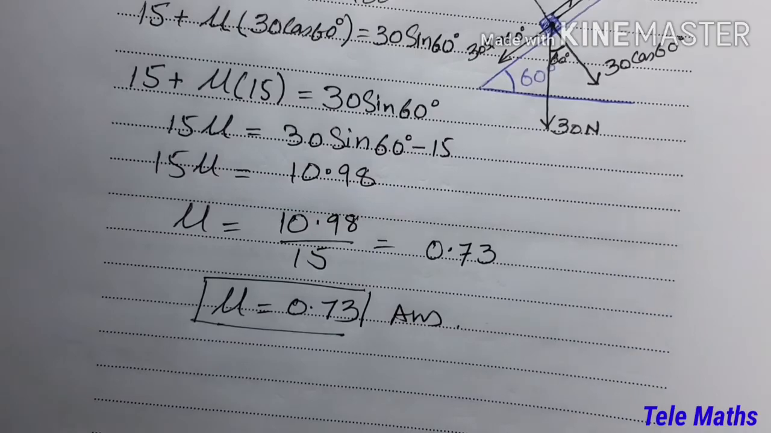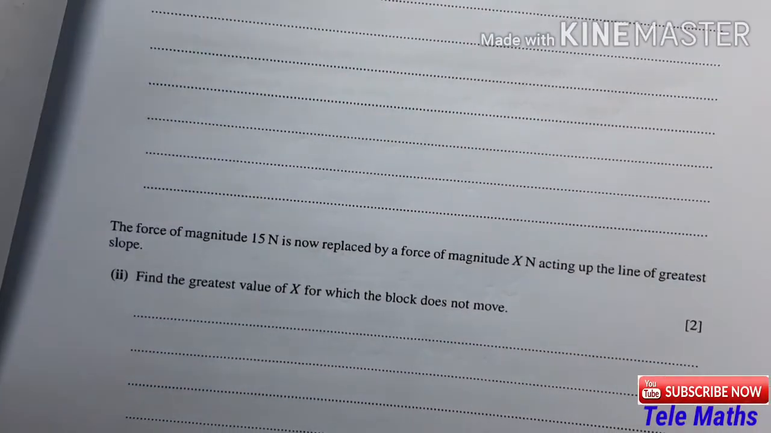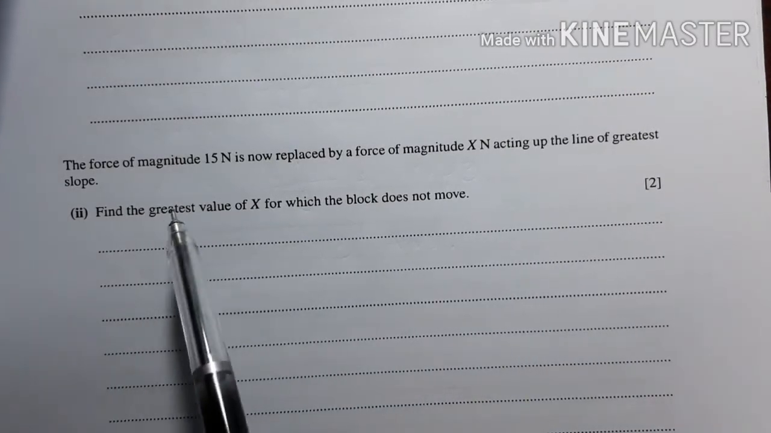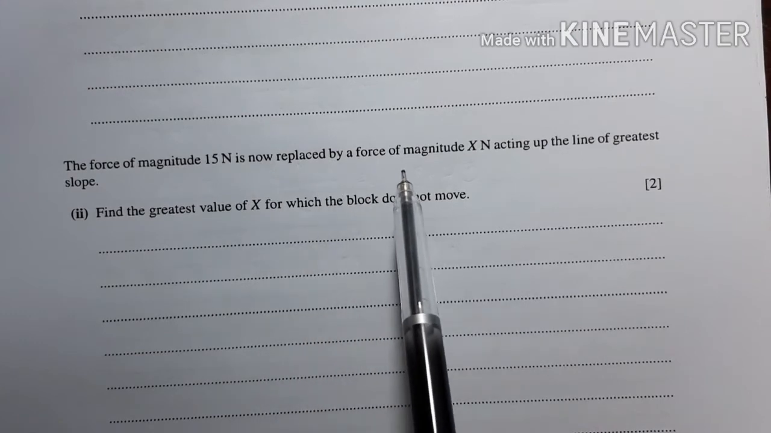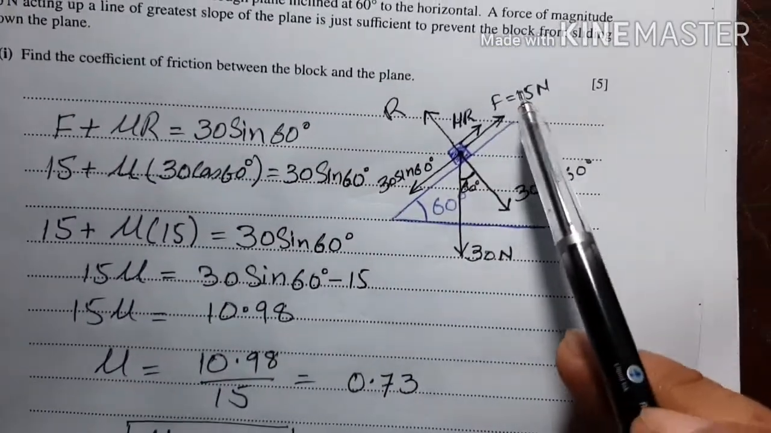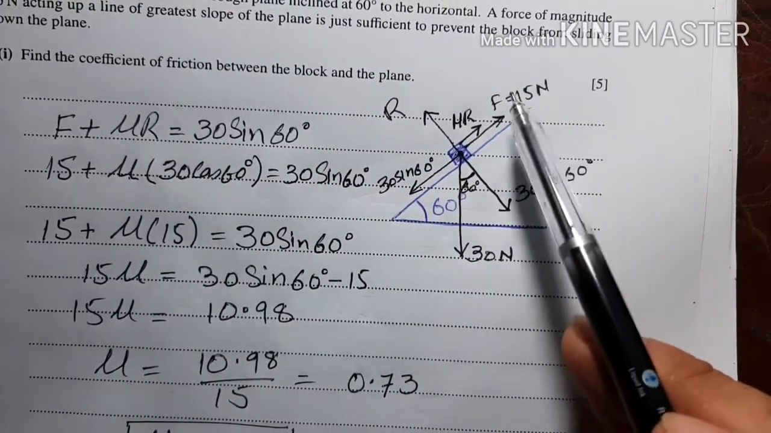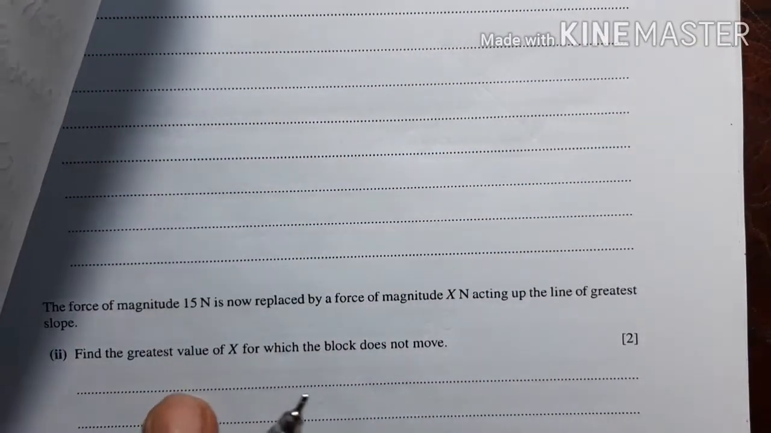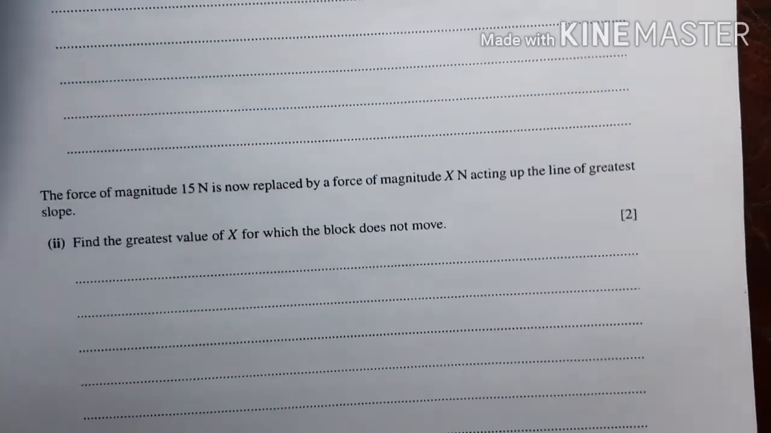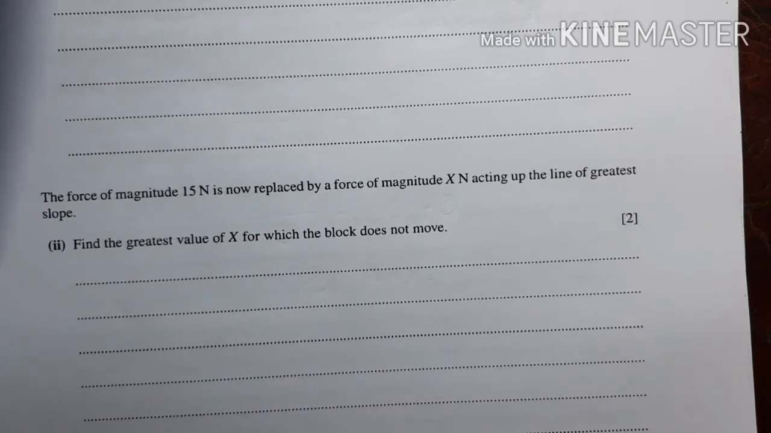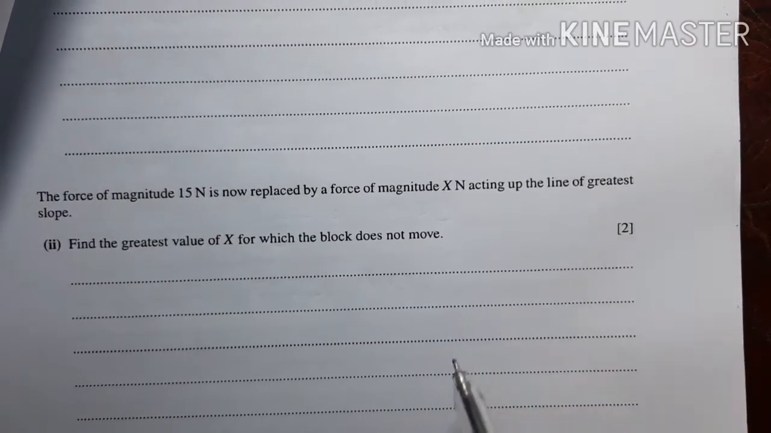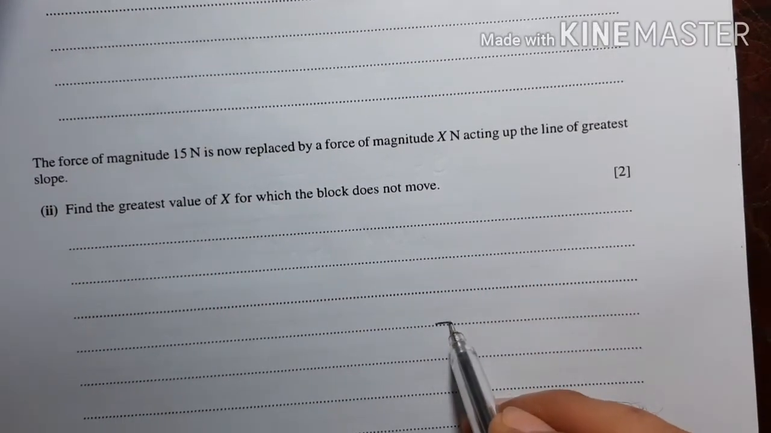Now, part 2 is: the force of magnitude 15 Newton is now replaced by a force of magnitude x Newton acting up the line of greatest slope. Now this 15 Newton force is replaced by x Newton. Find the greatest value of x for which the block does not move. Greatest value: we have to find the greatest force for which the block does not move. For this reason, you should be very careful now, because I'll plot the diagram again here.